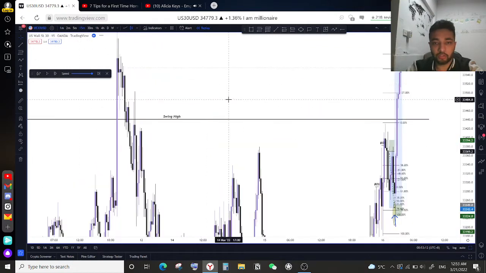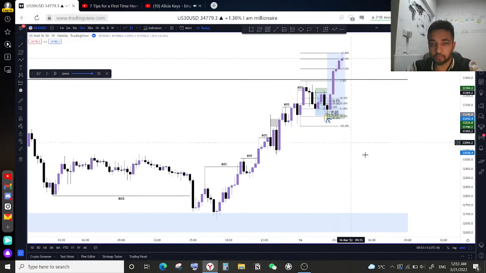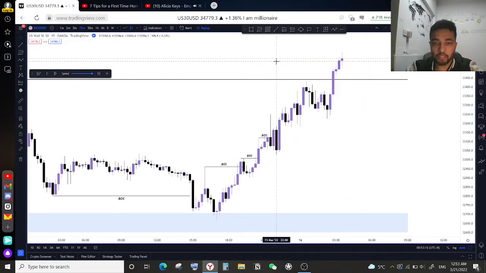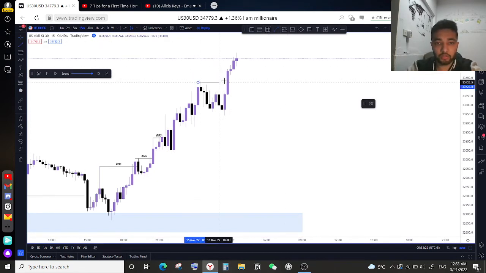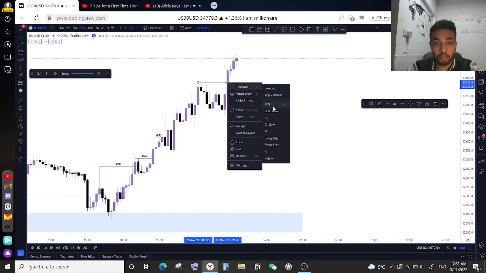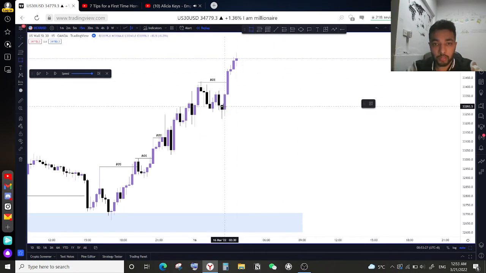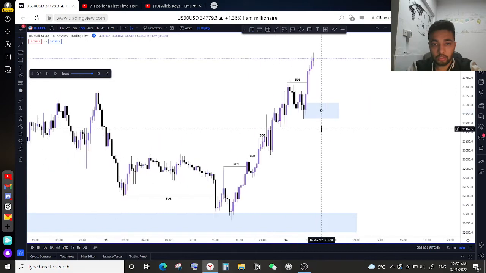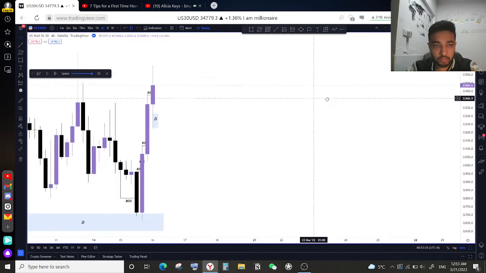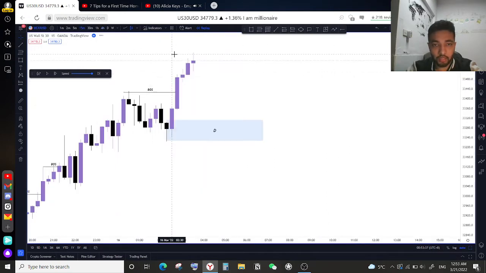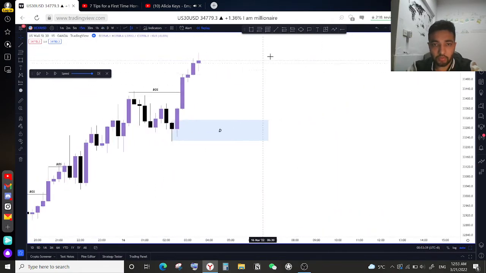Let me just go to the 15 minutes and see where we are. Let me just quickly delete these ones, and this one as well. So as you guys can see, we are still breaking structure to the upside. That's our 15 minutes. And we got a beautiful demand zone here as well. Demand zone, 4 hours. 4 hours still is indicating we are bullish. We got beautiful demand there as well, and see what we're gonna do.